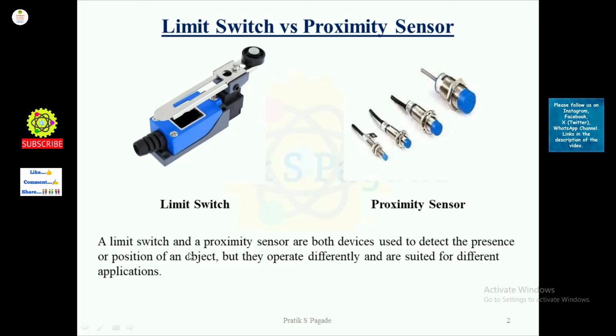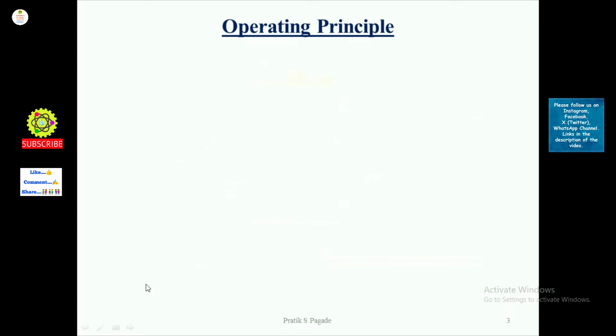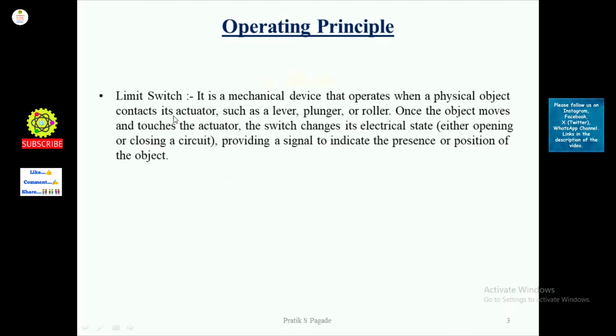A limit switch and a proximity sensor are both devices used to detect the presence and or position of an object, but they operate differently and are suited for different applications. Okay, as we have seen, operating principle of limit switch.